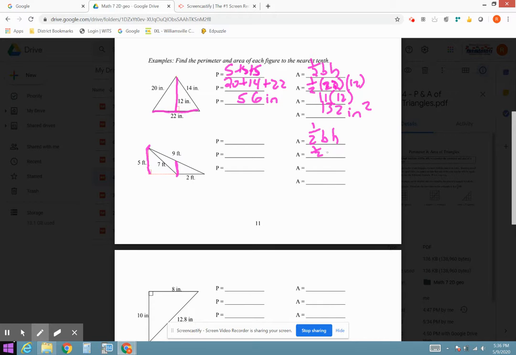So area. The base is 2, and the height is 5. Half of 2 is 1. 1 times 5 is 5. So that's 5 square feet, or 5 feet squared.